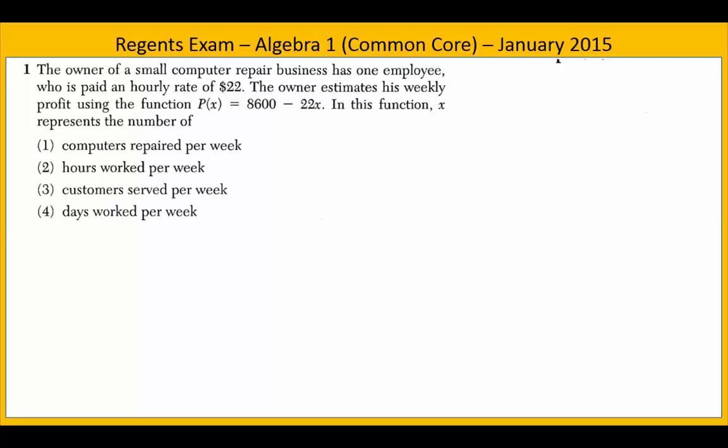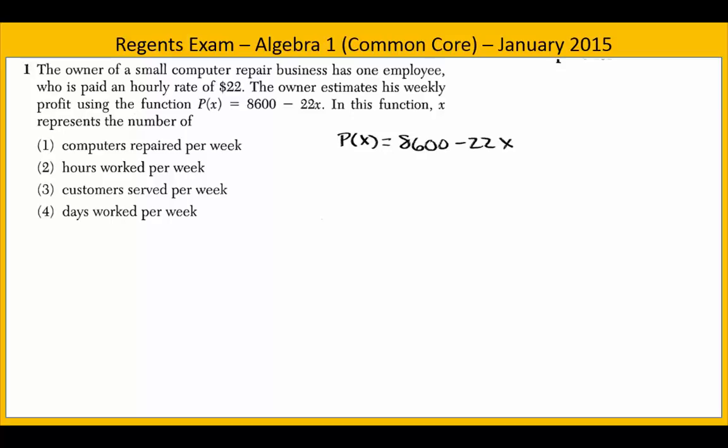In exercise 1, we're told that the owner of a small computer repair business has one employee who is paid an hourly rate of $22. The owner estimates his weekly profit, the money left after paying the employee, using the function p of x equals 8,600 minus 22x. What does the variable x represent the number of?